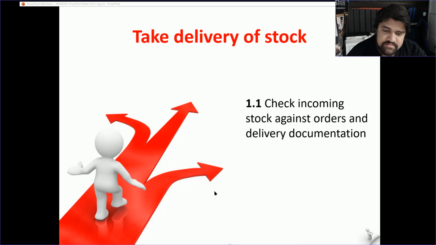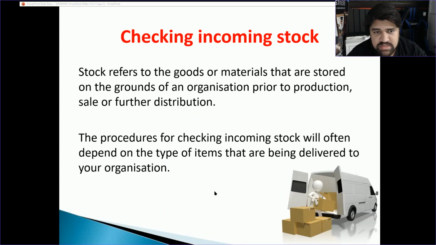Then jot those down, tick off all the products on your list, sign off, pay the bill, and forward the invoice on to the proper personnel in your business. If it's a supervisor, manager, whoever it might be, it might just be you, but you're filing those away for future records. So, checking incoming stock.